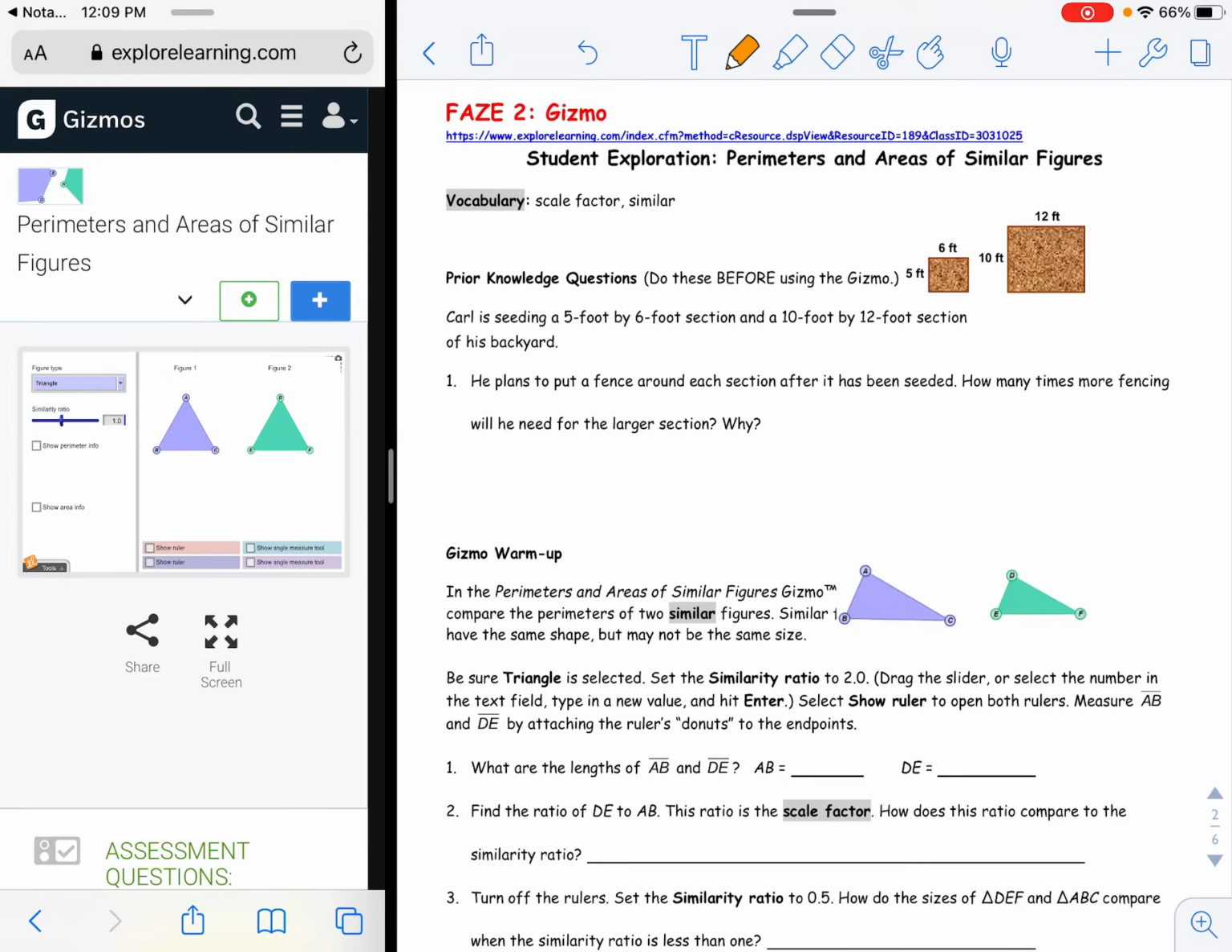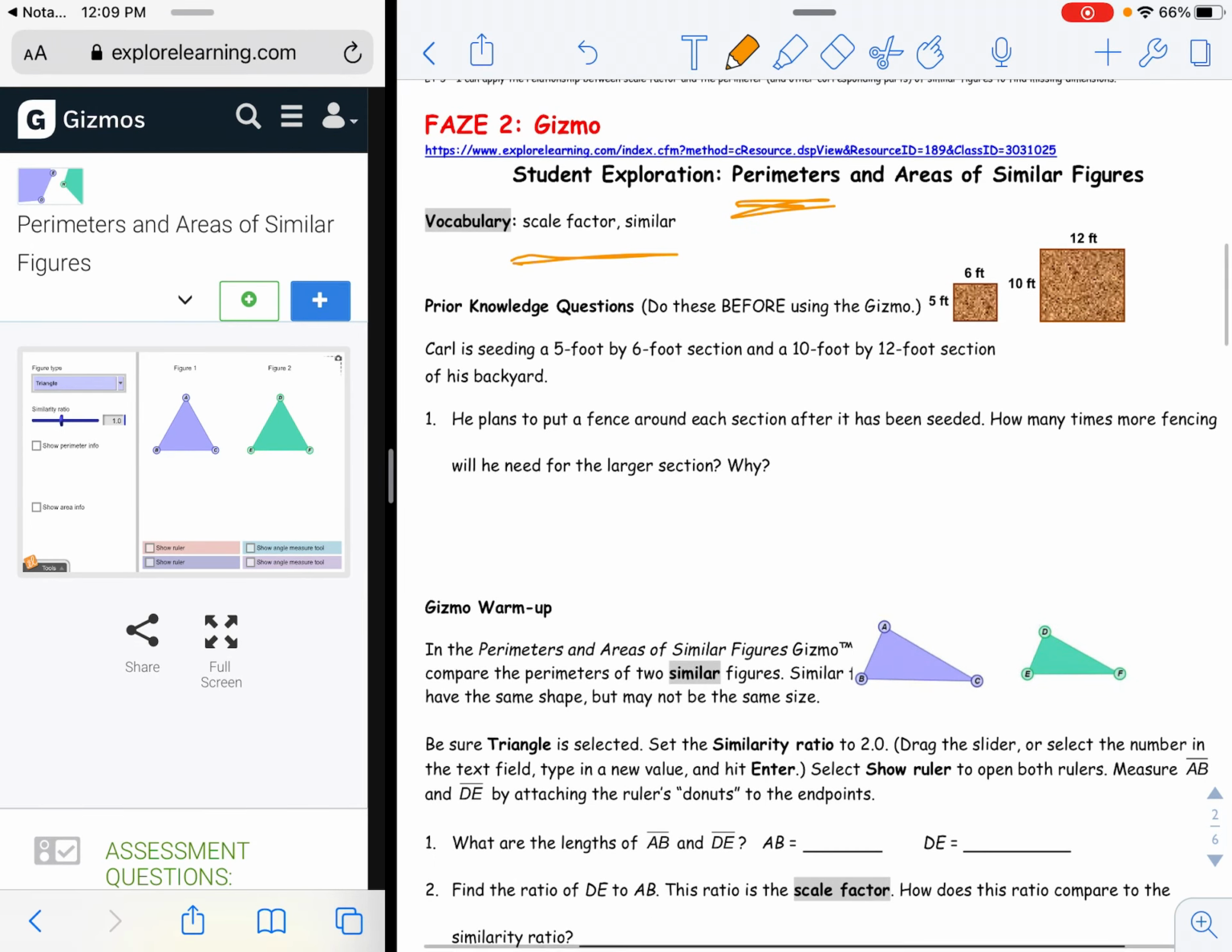Alright, so we're in phase 2. We're looking at this Gizmo right now, and we're going to be focusing just on the perimeters and some key things that we're going to be talking about, scale factor and similar. So prior knowledge, let's do the prior knowledge first.